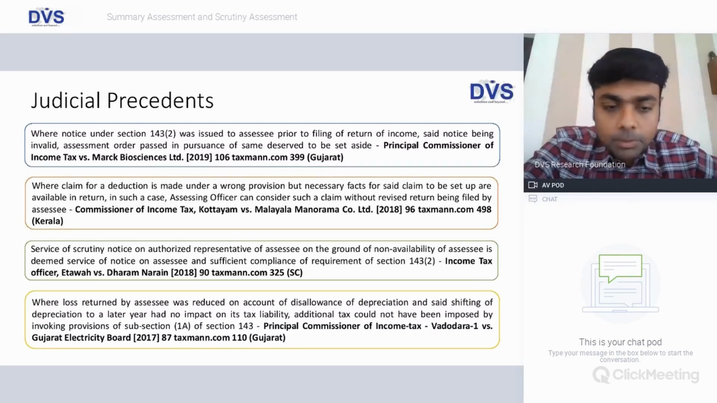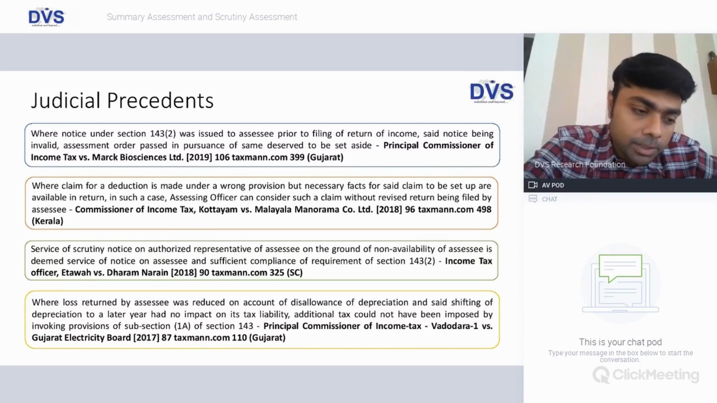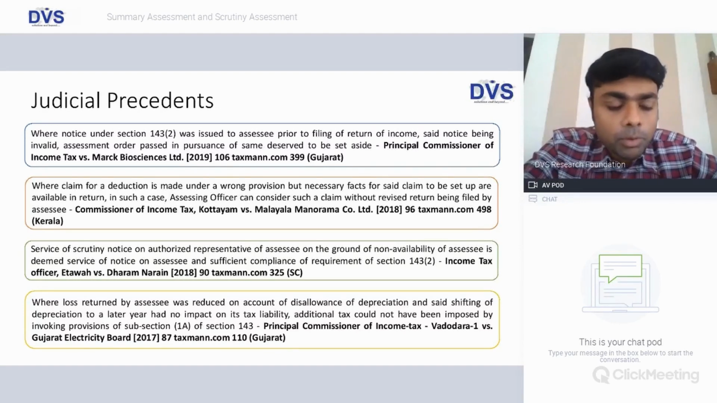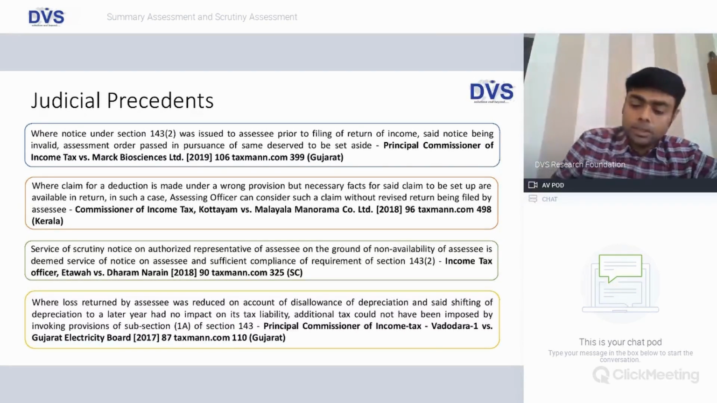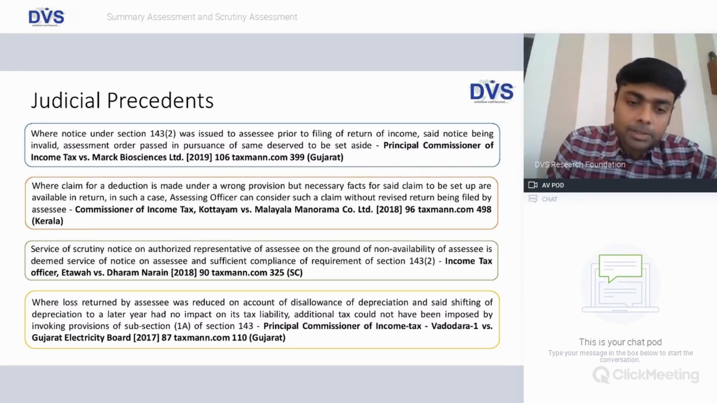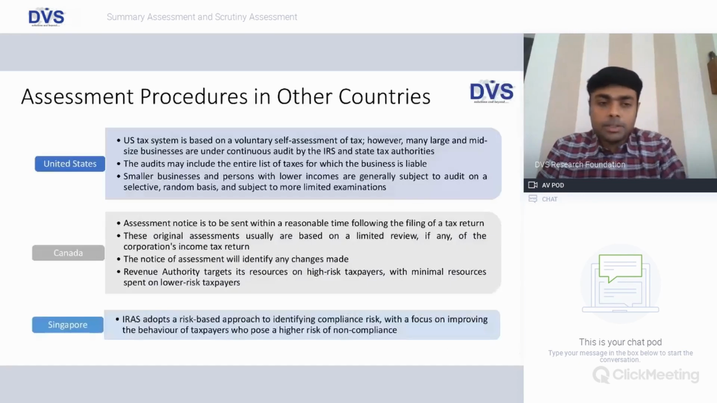Where loss returned by the assessee was reduced on account of disallowance of depreciation, and said shifting of depreciation to a later year had no income tax liability, additional tax could not have been imposed by invoking provisions of 143(1)(a). So where your loss is only reduced, there is no reason for the assessee to be demanded any additional tax liability, just that there is a rollover of loss from one year to another year. It only leads to a reduction of loss and not to an increase in taxable income, in which case there is no tax impact as such for this particular case.